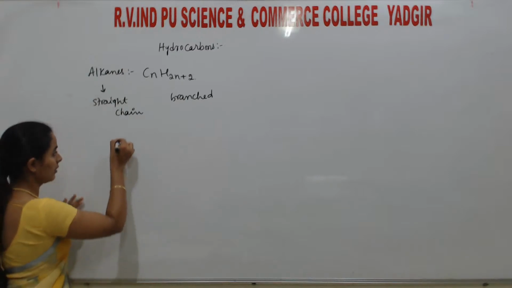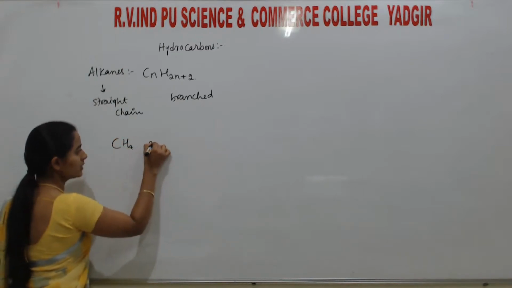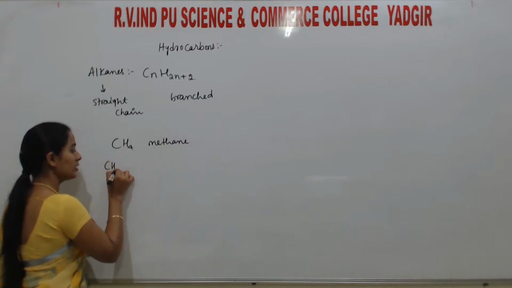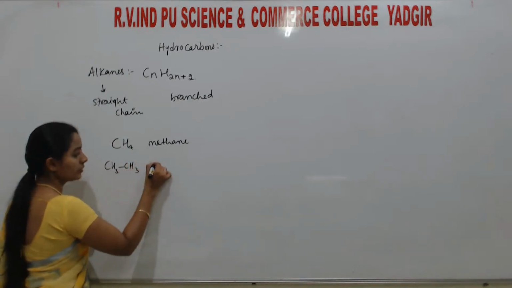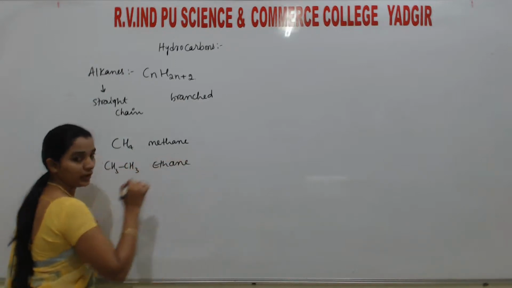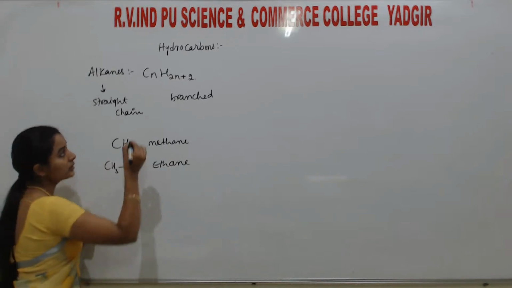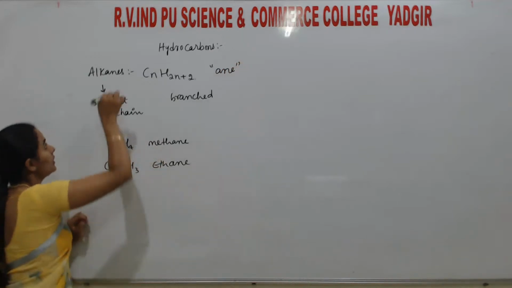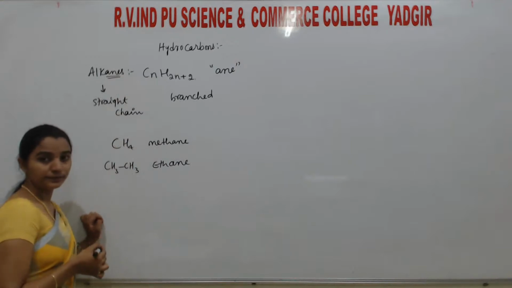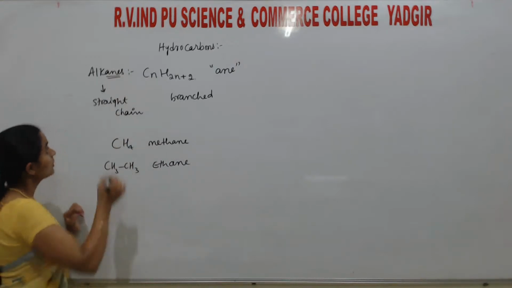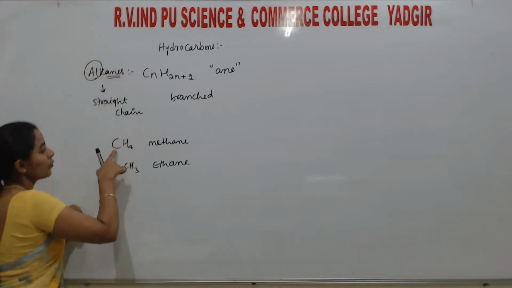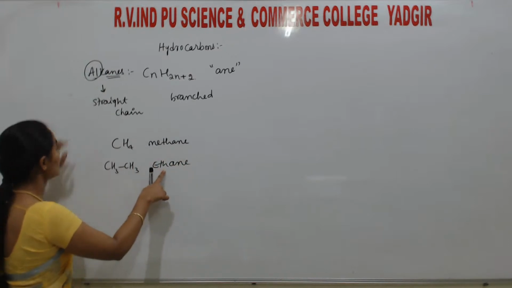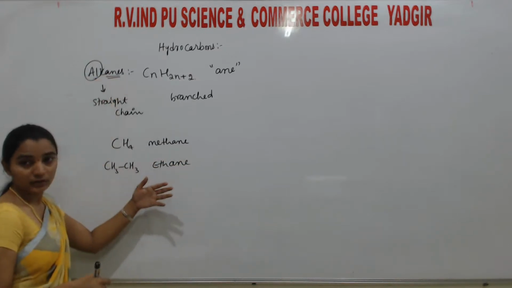Are you getting it? Let me give a simple example. CH4 is the compound methane. CH3-CH3, two carbon atoms, is ethane. Correct? The suffix for alkane is ane. Here is alkane, ane. The alk part means the carbon atoms. One carbon atom is methane. Two carbon atoms means eth, ethane.